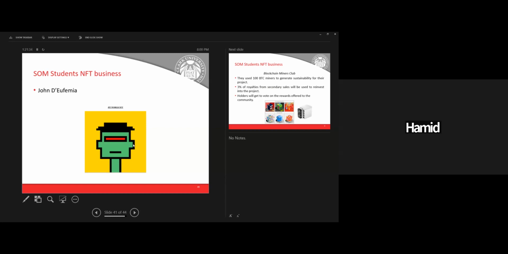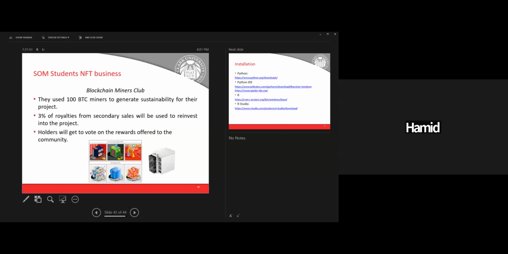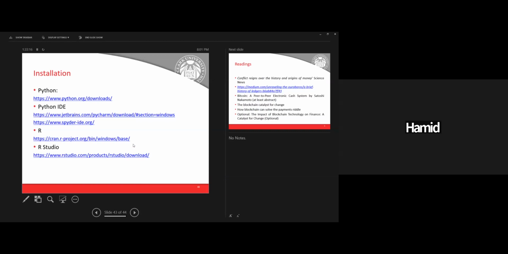This is one example of one of my students who created his own NFT. His name was John D'Euphemia. He also worked at a company named Blockchain Miners Club. This blockchain company had two major operations. The first operation is mining Bitcoin. The second is creating and selling NFTs. I think he was an intern at that company. He did his internship. I'm not sure if he stayed at that company or is doing another business, but he worked at that company.